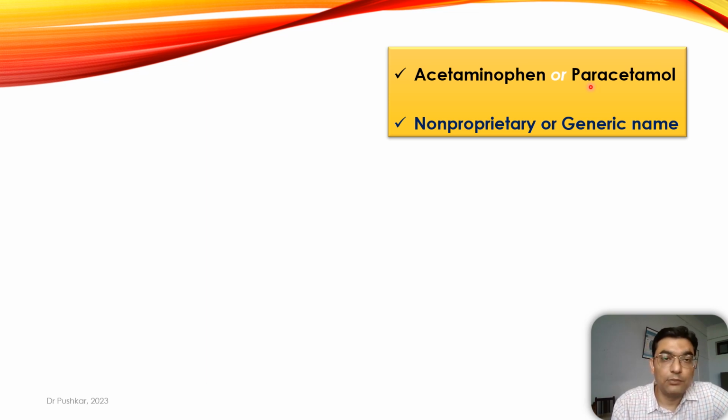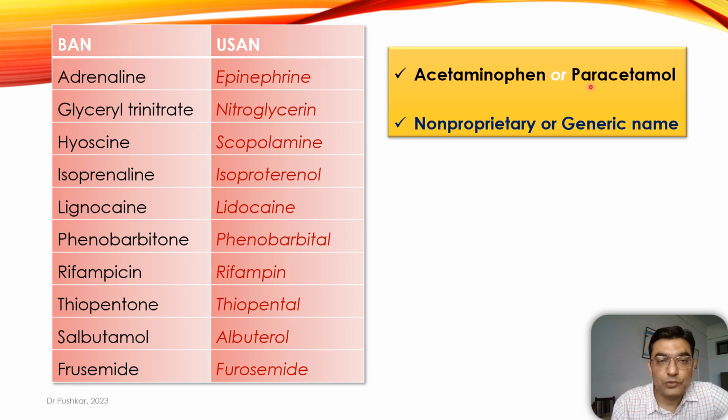Similarly, there are some more examples, even exceptions we can call them. Here are the British approved names and US adopted names. Adrenaline is known as epinephrine in the US. Similarly, glyceryl trinitrate is known as nitroglycerin, and hyoscine, scopolamine; isoprenaline, isoproterenol; lignocaine, lidocaine; phenobarbitone, phenobarbital; rifampicin, rifampin; thiopentone, thiopental; salbutamol, albuterol; frusemide, furosemide.